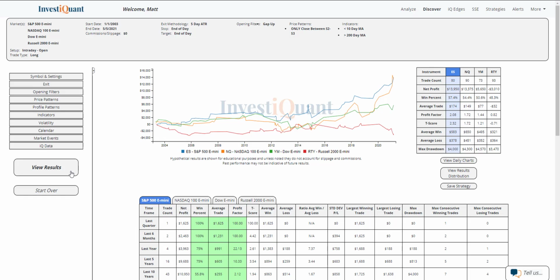The win rates on these are a little bit mixed. The S&P is the strongest of the group at 57%. The NASDAQ is coming in at 54%. The Dow is very neutral at 50%, and the Russell is pretty neutral as well at 48%.